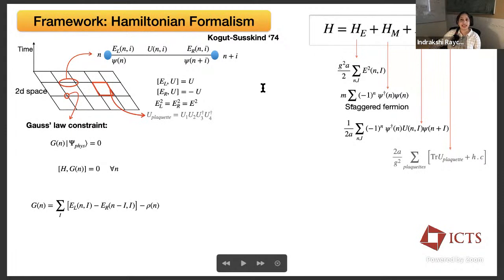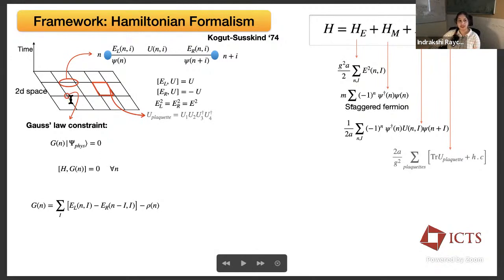The extra thing that you have in a Hamiltonian formulation is the Gauss law constraint. That is a constraint that is true for all lattice sites. The physical Hilbert space is annihilated by the Gauss law constraint, and the Hamiltonian commutes with the Gauss law constraint. So simulating Hamiltonian dynamics of a gauge theory requires imposition of this Gauss law constraint. That is a non-trivial job.